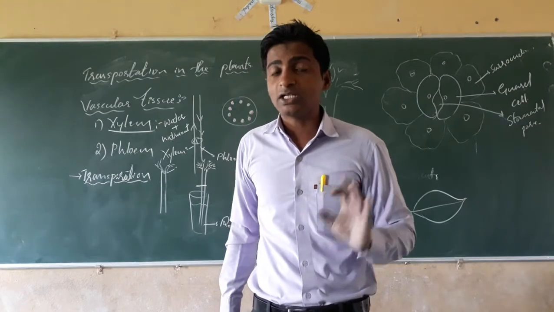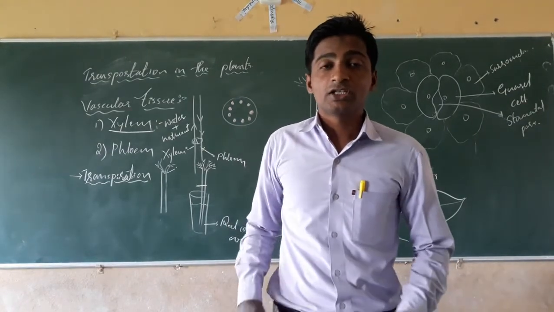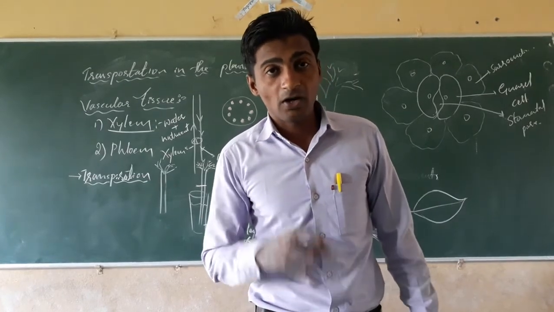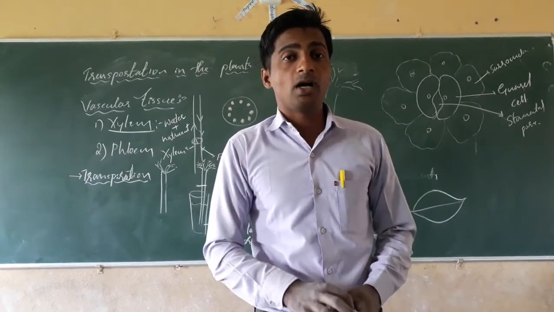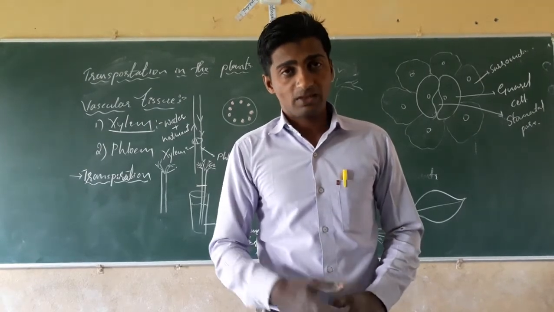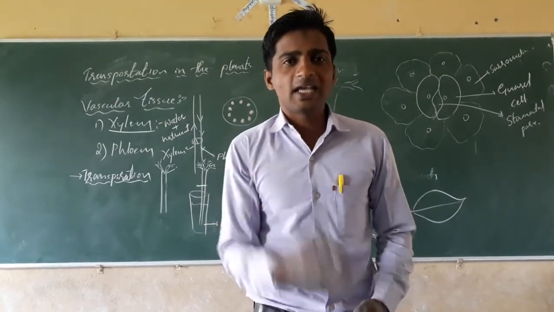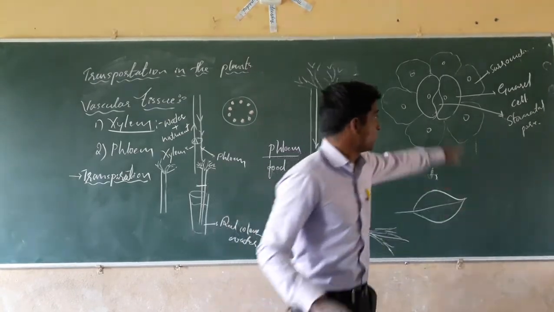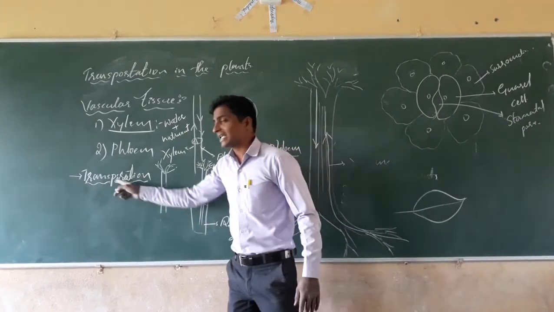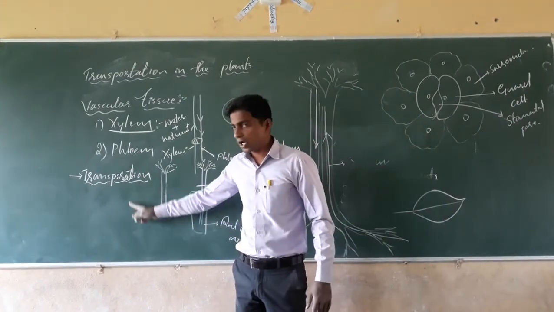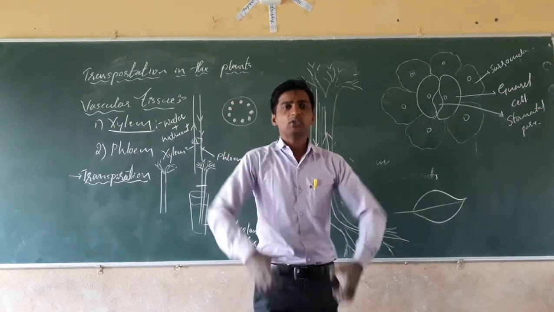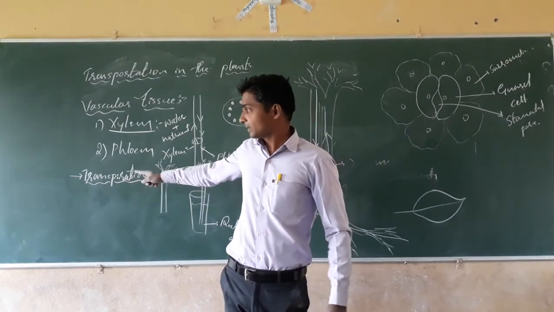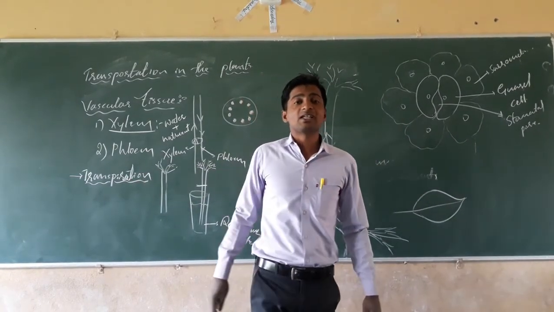Now I will give you the definition for transpiration. The process of removal of excessive absorbed water from the plant body through the stomatal pore is called transpiration. The process of removal of excessive absorbed water through the stomata in the plants is called transpiration.